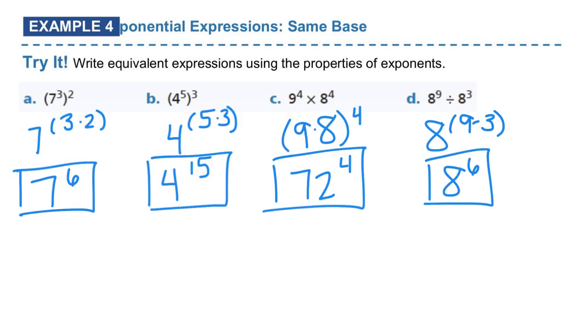All right, here are my answers. On A, I kept the base and multiplied my exponents. On B, I kept my base, multiplied my exponents. On C, I multiplied the bases and kept the exponent. And on D, I kept the base and subtracted the exponents. If you got those right, I want you to go ahead and give yourself stars. And if you did not get them right, I want you to fix them.